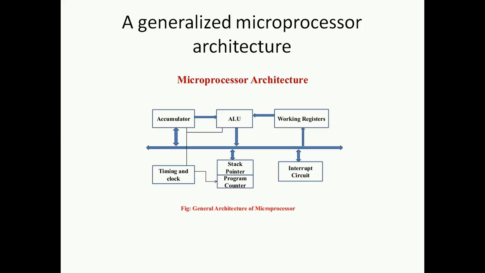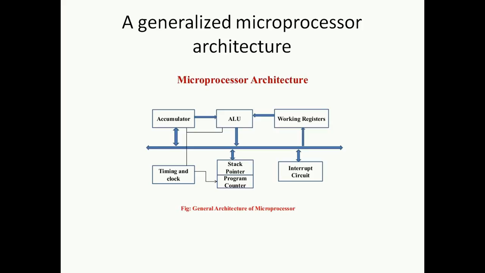Okay. Then there is the interrupt circuit. Interrupts are also an important part of a microprocessor. Then there is something called a stack pointer and a program counter. The stack pointer, as you all know, points to stack memory, which is used to store data whenever an interrupt is occurring or something like that. These two are pointer registers only, and they are also an important part of the architecture.